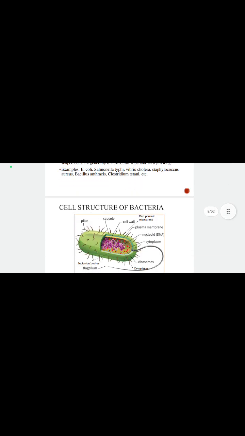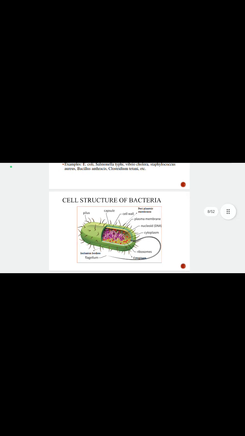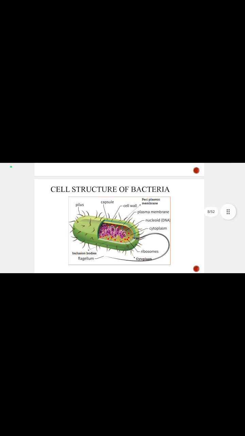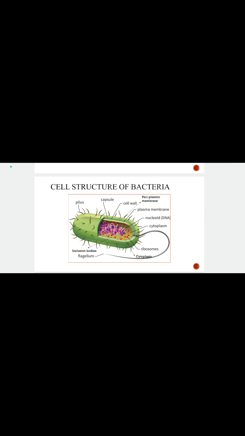Next, we have to go to the cell structure of a bacterium. This is the cell structure of a bacterium. The outer layer is known as the capsule, and next to that there is a cell wall, and between the cell wall and plasma membrane there is a periplasmic space, then the nucleoid where the DNA is contained, and the cytoplasm where all the components are placed, then ribosomes, and then inclusion bodies, that blue color, then the flagella and pilus.